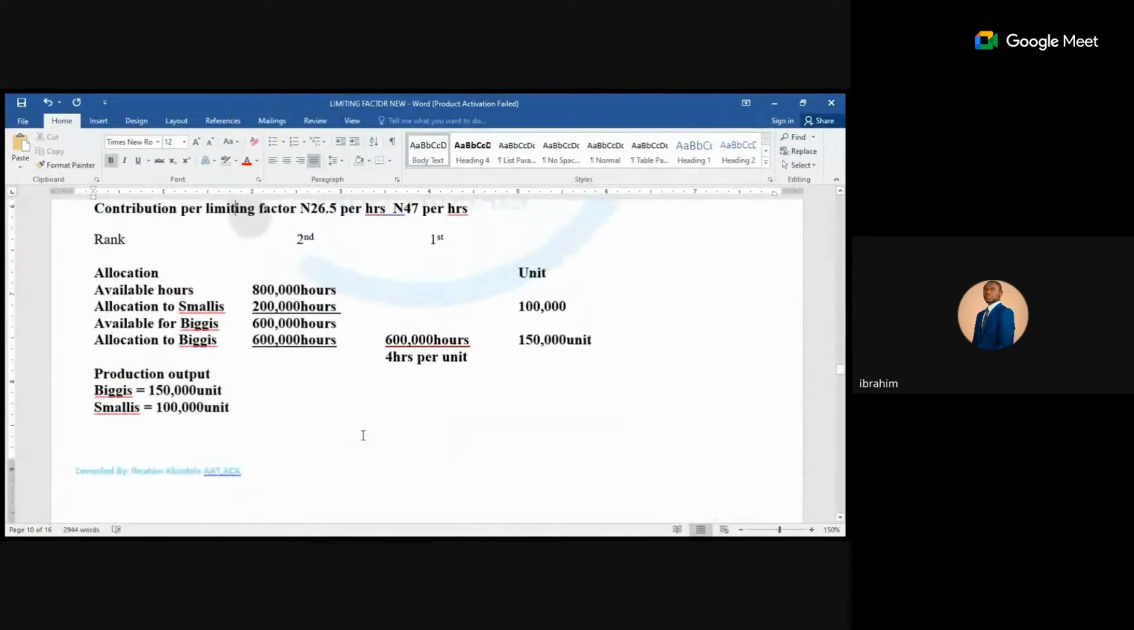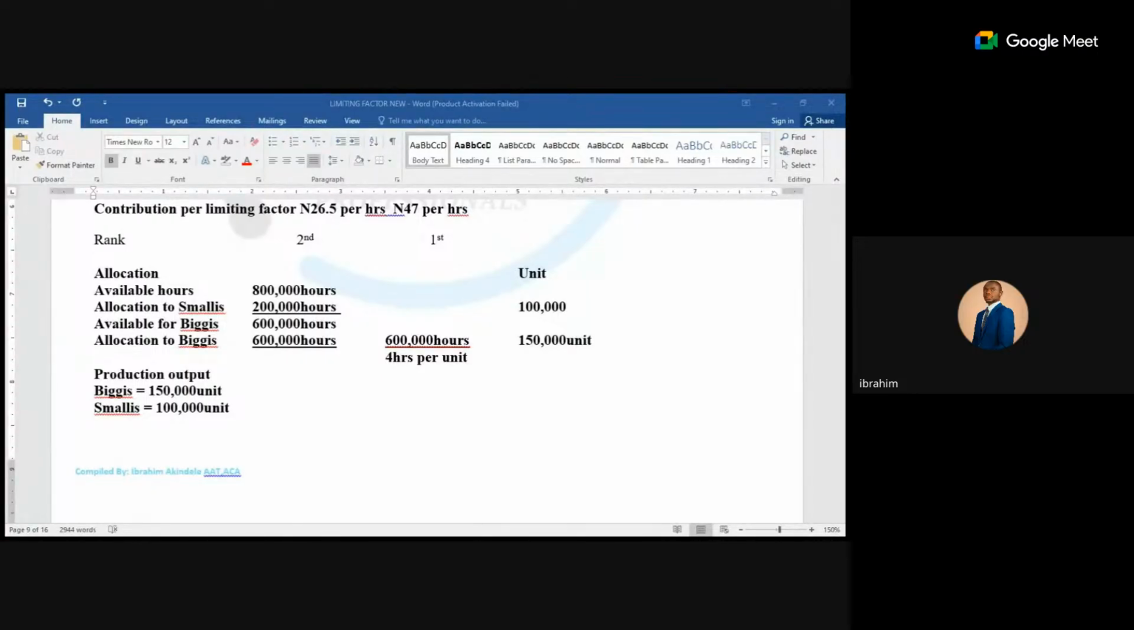When you increase a scarce resource by 1, it will lead to an increase in the contribution. With that, your scarce resource will increase your cost. If you increase it, what will happen? It will increase your cost, and it will increase your contribution as well.